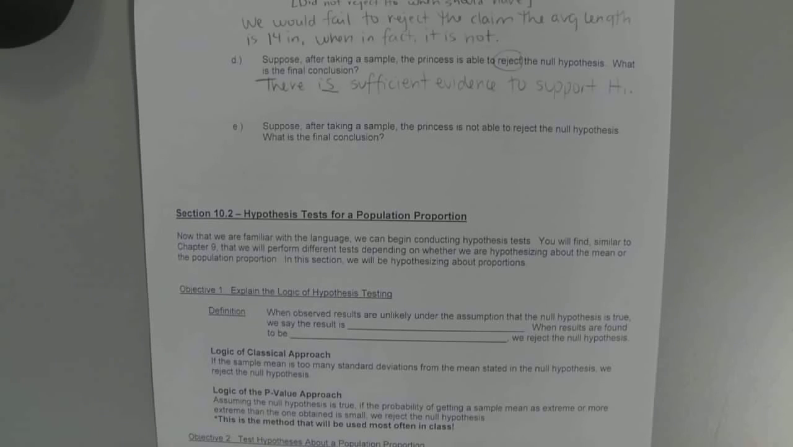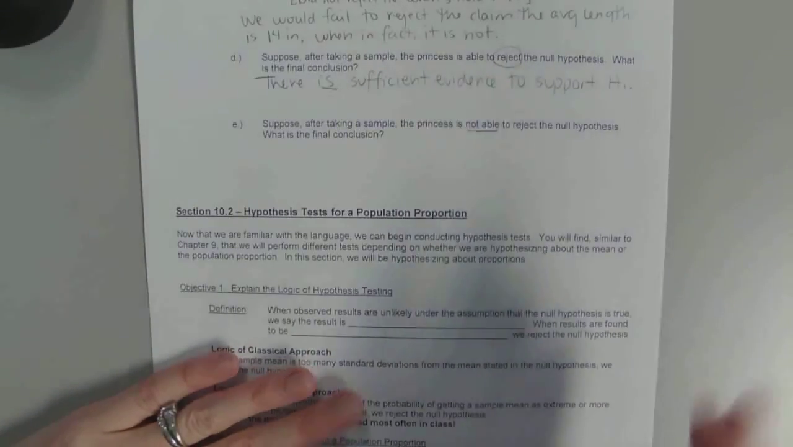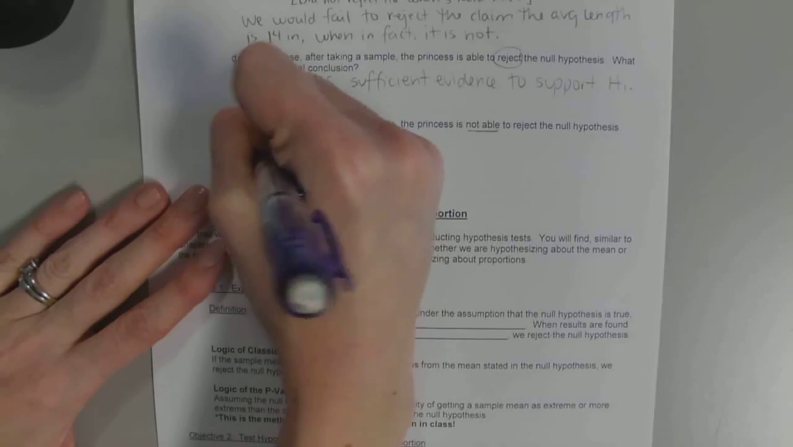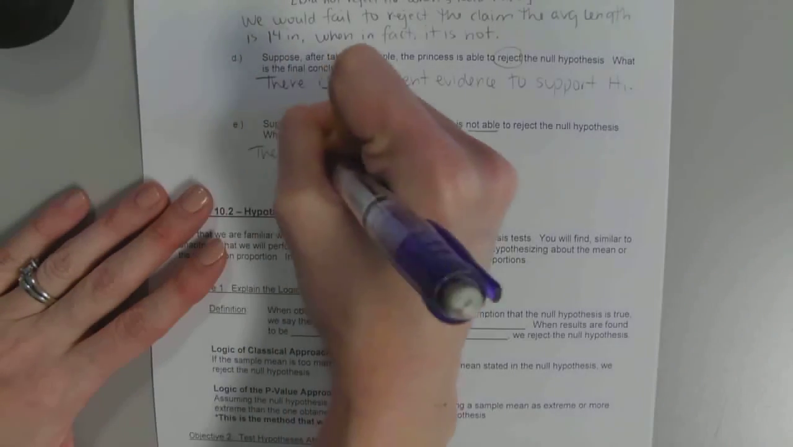All right, now scratch that from your memory. Say the princess went out and she recorded all these unicorn lengths and got an average that wasn't far enough away from 14. So maybe it was 14.2. And she's not able to reject the null. What is the conclusion then? The exact same sentence, but you just say there is not sufficient evidence to support H1.